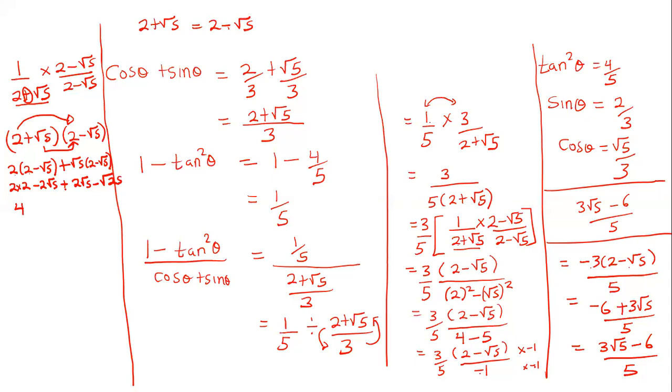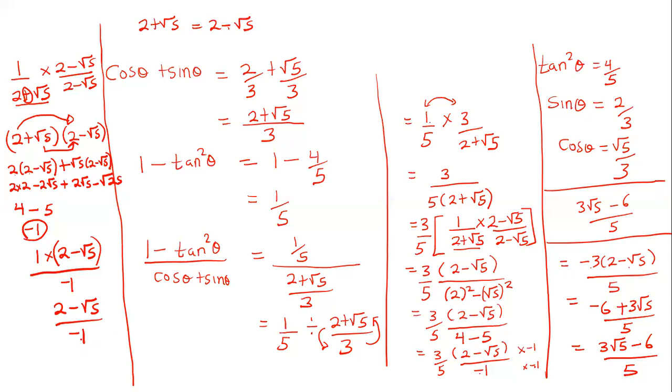So I'll have 4. Negative 2 root 5 plus 2 root 5 is 0. So I'll have 4 minus root of 25, which is 5. So I end up with negative 1. That means that down, I'm remaining with negative 1. When I come up, I have 1 times 2 minus root of 5, divided by now negative 1. 1 times anything is the same as that thing. So I have 2 minus root of 5 out of negative 1.